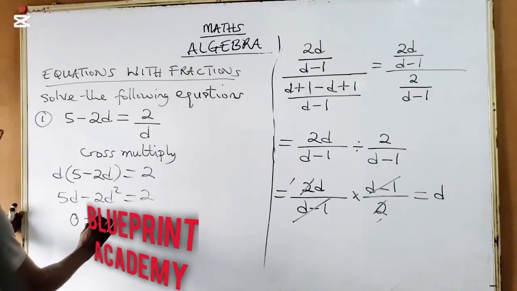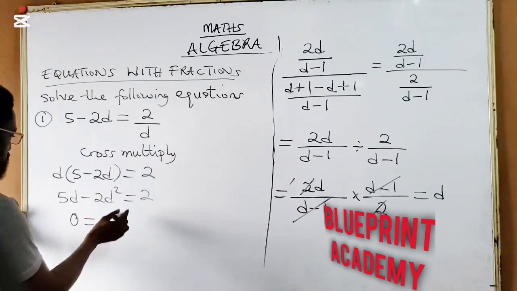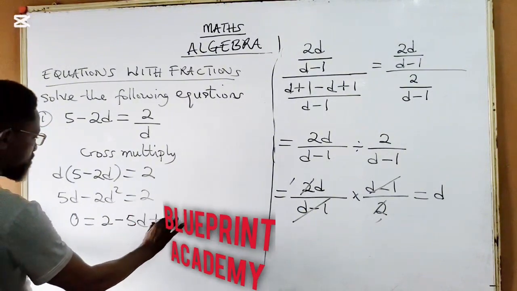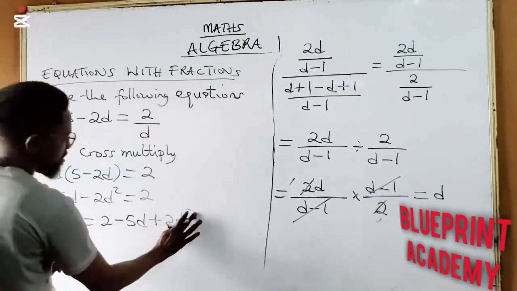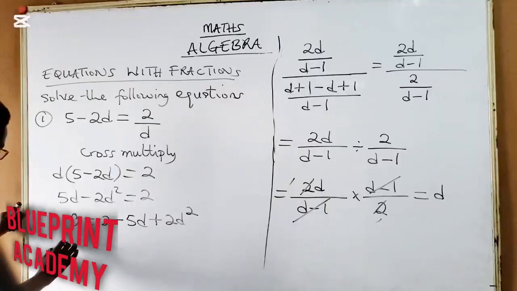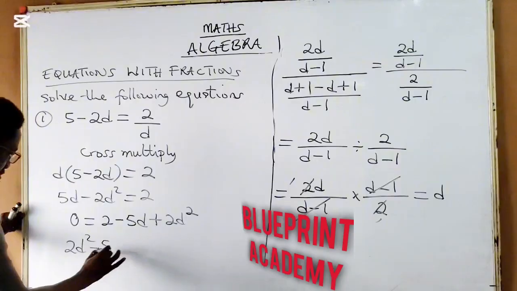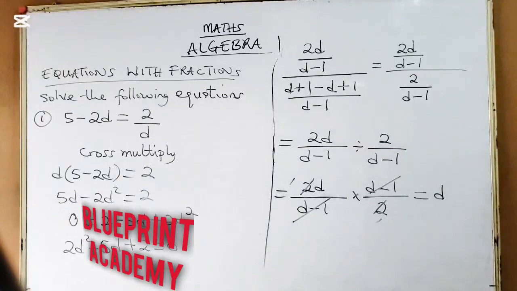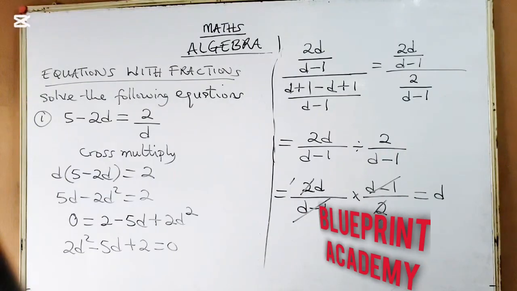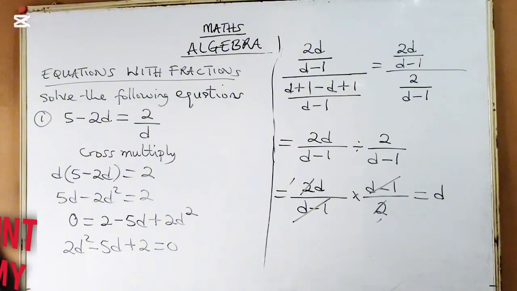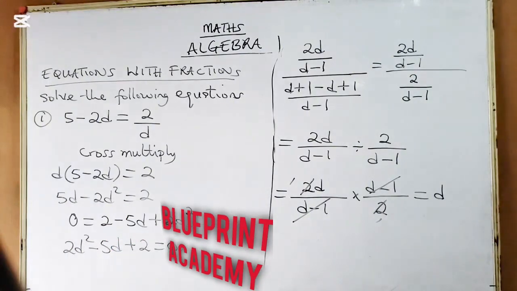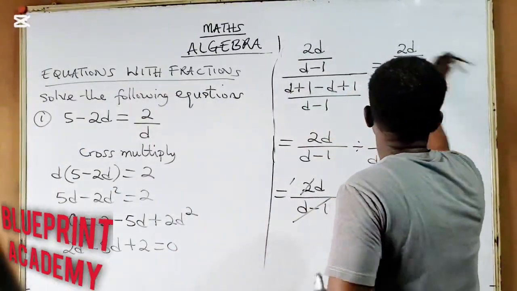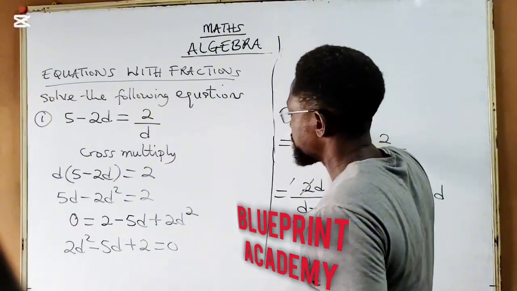We get 0 equal to 2 minus 5d plus 2d squared. You can rearrange that and have that as 2d squared minus 5d plus 2 equal to 0. So if you look at that, what we have now is a trinomial expression. For this type of trinomial expression, based on what we've done before, you should be able to solve this.